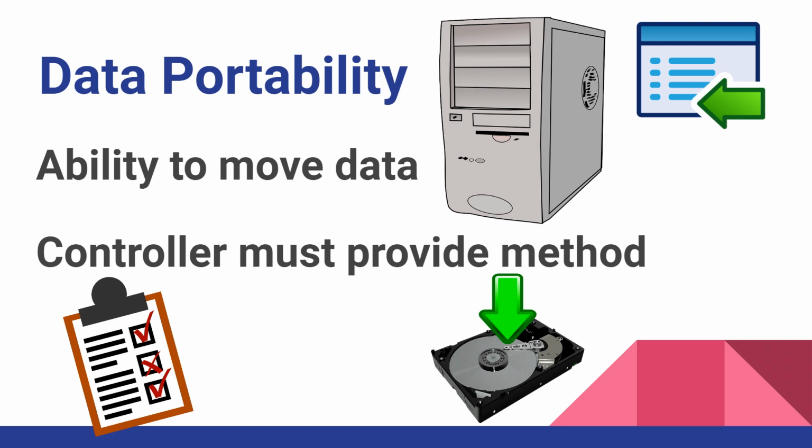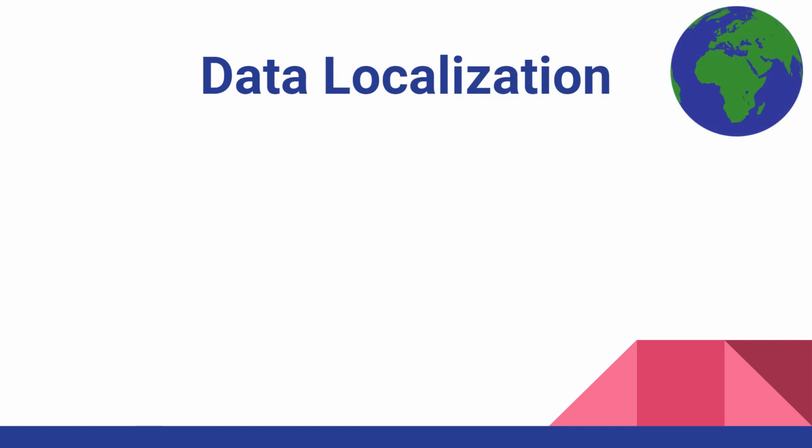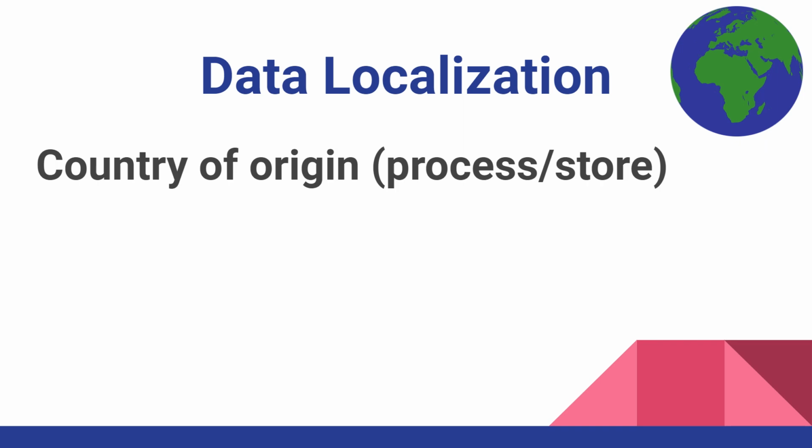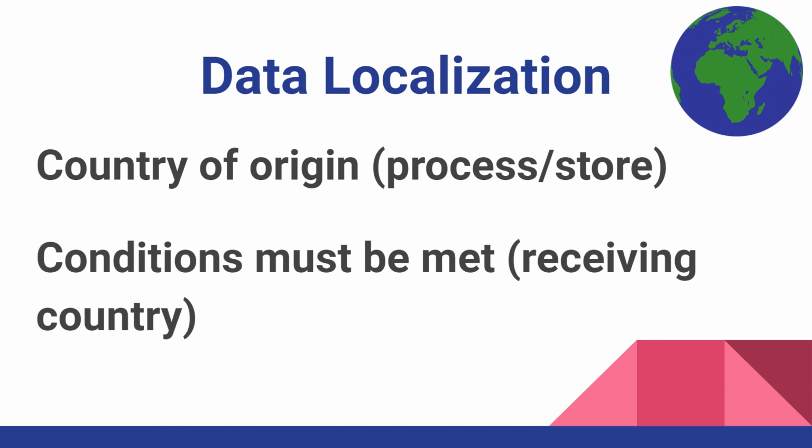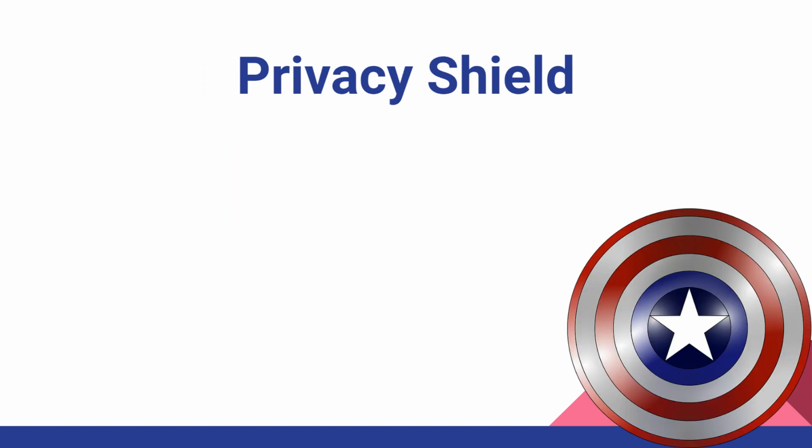Data localization refers to the requirement that data be processed and stored in the country of the data's origin, or in the country it was collected. GDPR discusses this principle in the context of the conditions that are required before transmitting EU data outside of the EU. So, for example, if the Portuguese taxing agency wanted to transfer information to the IRS here in the United States, the privacy conditions must be met, and the Portuguese government would have to ensure that the recipient country has adequate laws. The last item we'll discuss in this video is the Privacy Shield.